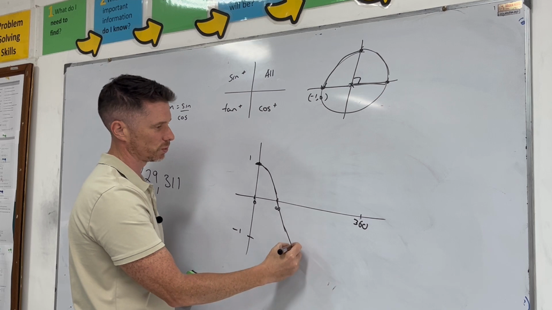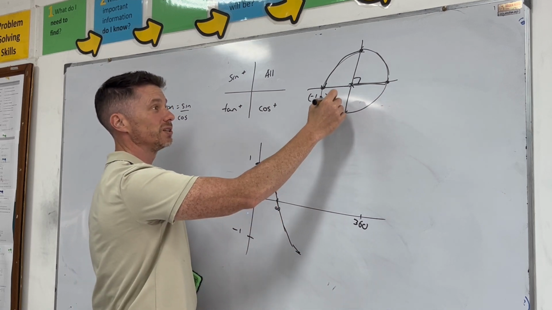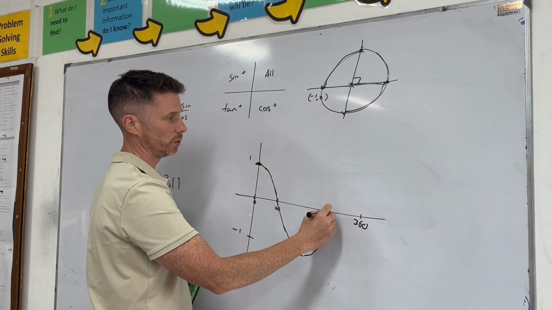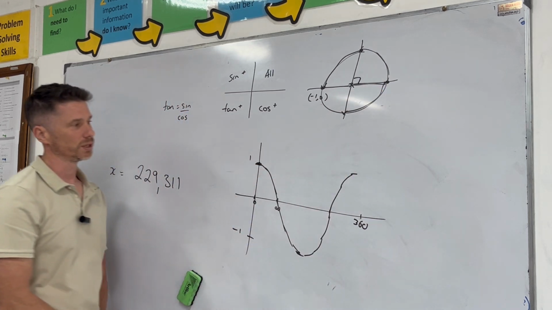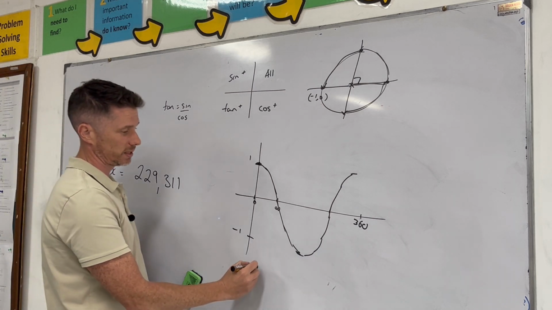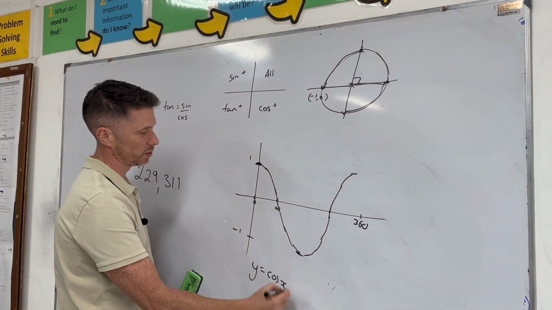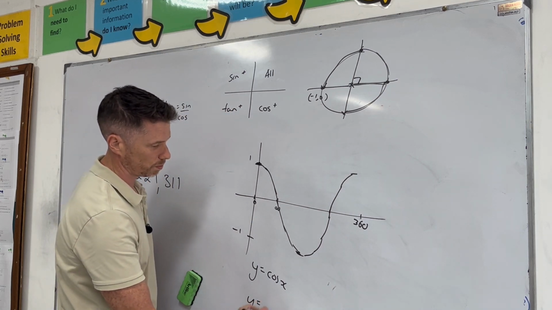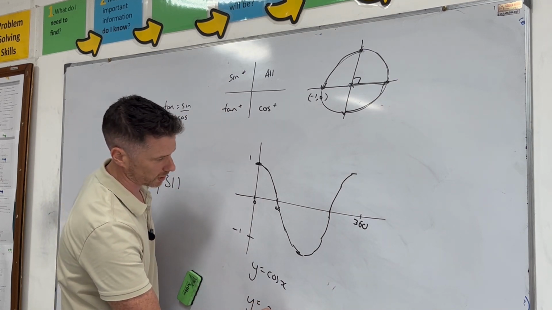It goes down to minus 1. Then you can see it comes back to 0 before completing at 360, will hit 1 again. Okay, so that's what a cosine curve looks like in general. But that is the function y is just cosine x. Nothing's done to it. In this question, we're looking at y is p times cosine qx.